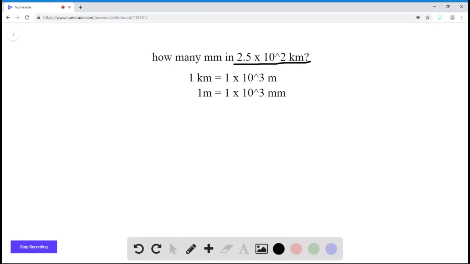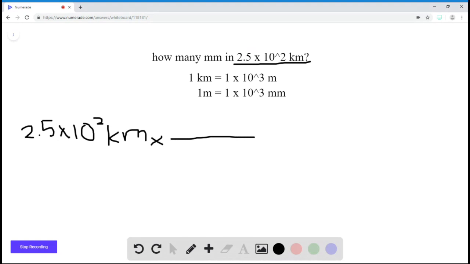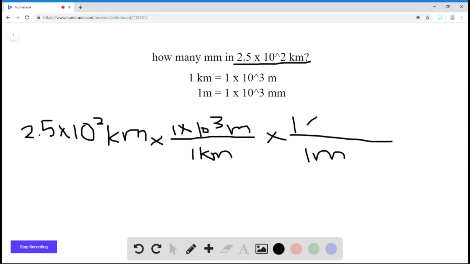And when you solve it, you want to start with your given value. So let's start. We have 2.5 times 10 to the power of 2 kilometers. And so now we can multiply this by our first conversion factor, where we know 1 kilometer is equal to 1 times 10 to the power of 3 meters. And now we can multiply this also by our second conversion factor, where we use 1 meter is equal to 1 times 10 to the power of 3 millimeters.